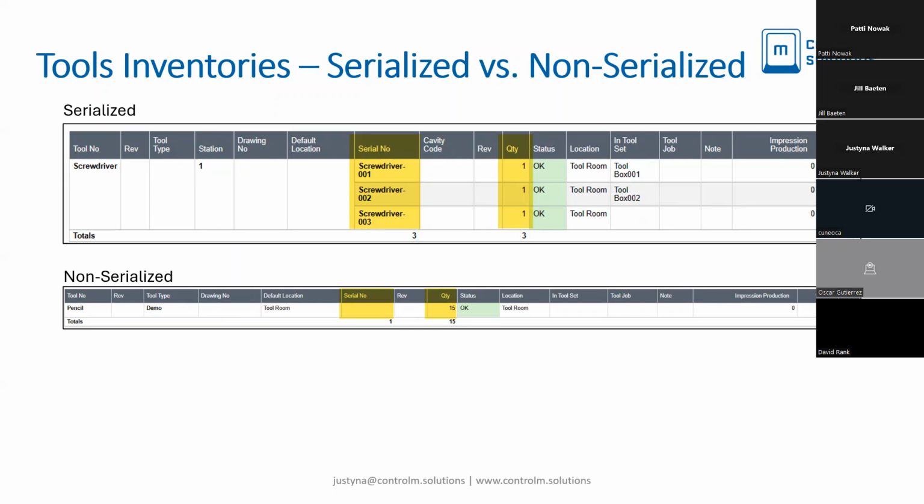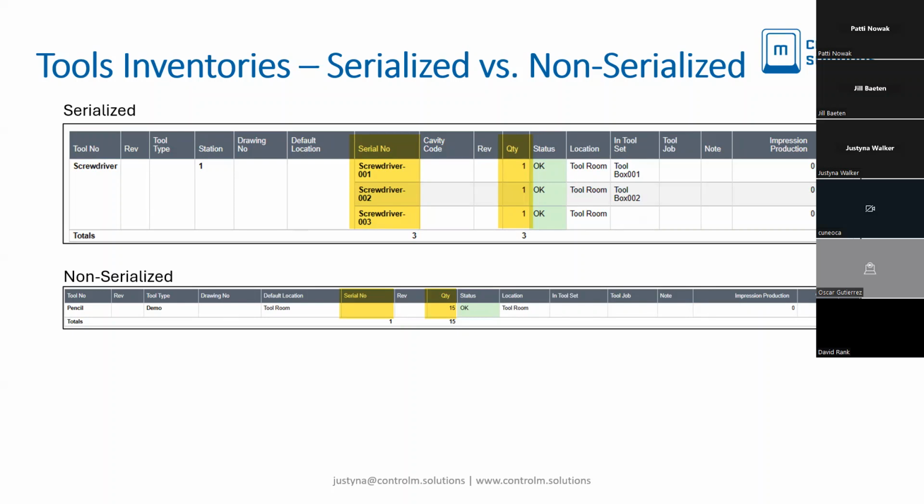In this image that I'm showing here, I show the difference between a serialized tool and a non-serialized tool. You can see that the serialized tool has unique serial numbers, and the quantity can only be one, as opposed to the non-serialized tool, which does not have a serial number, and the quantity can be whatever you'd like, whatever you physically have in-house.